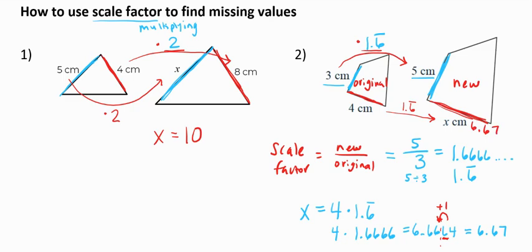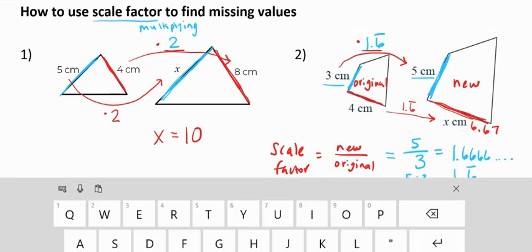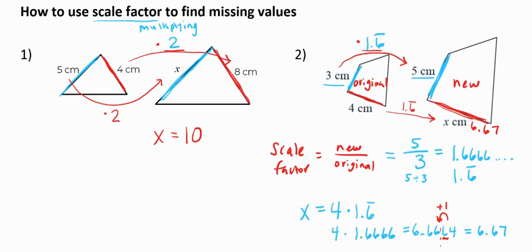And that makes sense as an answer because it's bigger than 4, because we know it should be bigger. So yeah, so scale factor, you can either just multiply and find the number like on number 1, or on number 2, if it's a little bit harder to find, you can use this equation, the new divided by the original.